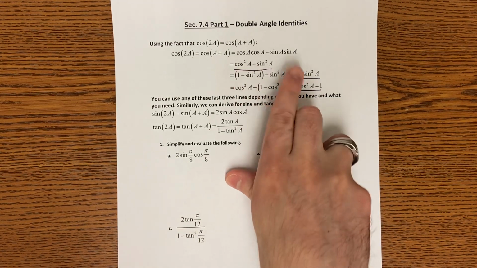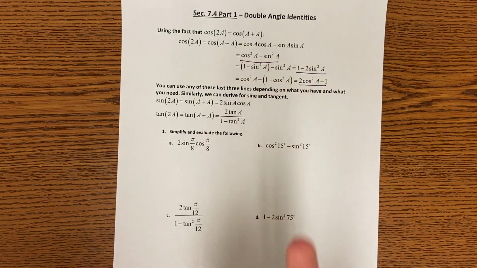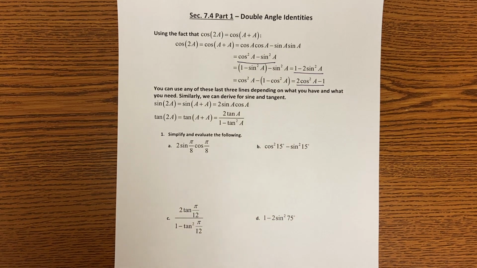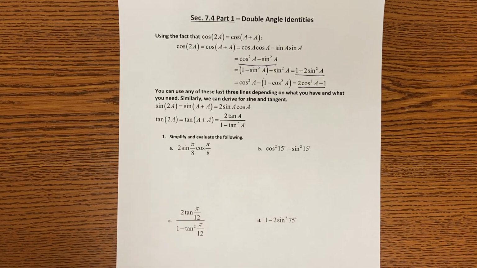if you had one trig function, just the sine, you could use it to get cosine 2A, or just the cosine, or if you had both. Usually if you have one, it's easy to get the other. Sine 2A and tangent 2A don't have the same properties. They boil down to just the one equation.